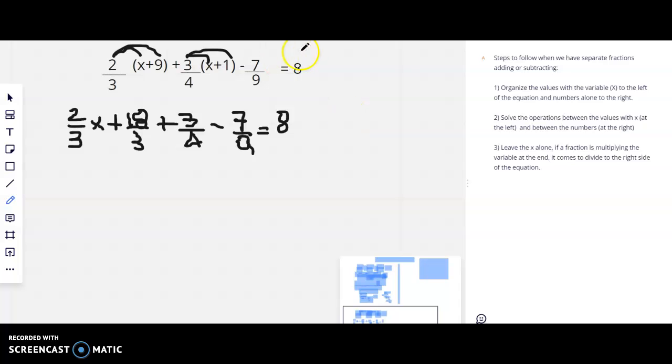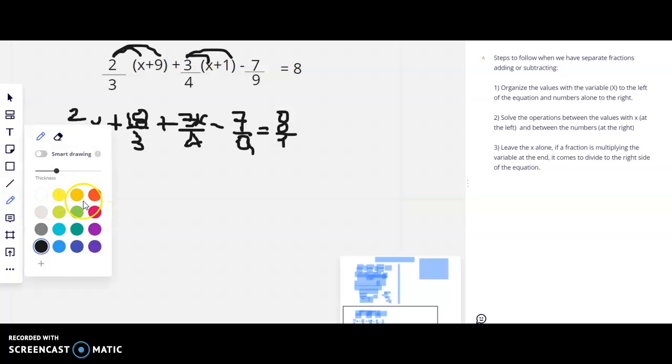What happens with this 8? We have to transform this number into a fraction, so we write a 1 in the denominator. Here we have a mistake. We have 3 over 4 times x, and we forgot the variable. So we have x here, all right? Now, we separate the variables 2 over 3x and 3x over 4. We separate them to the left of the equation.